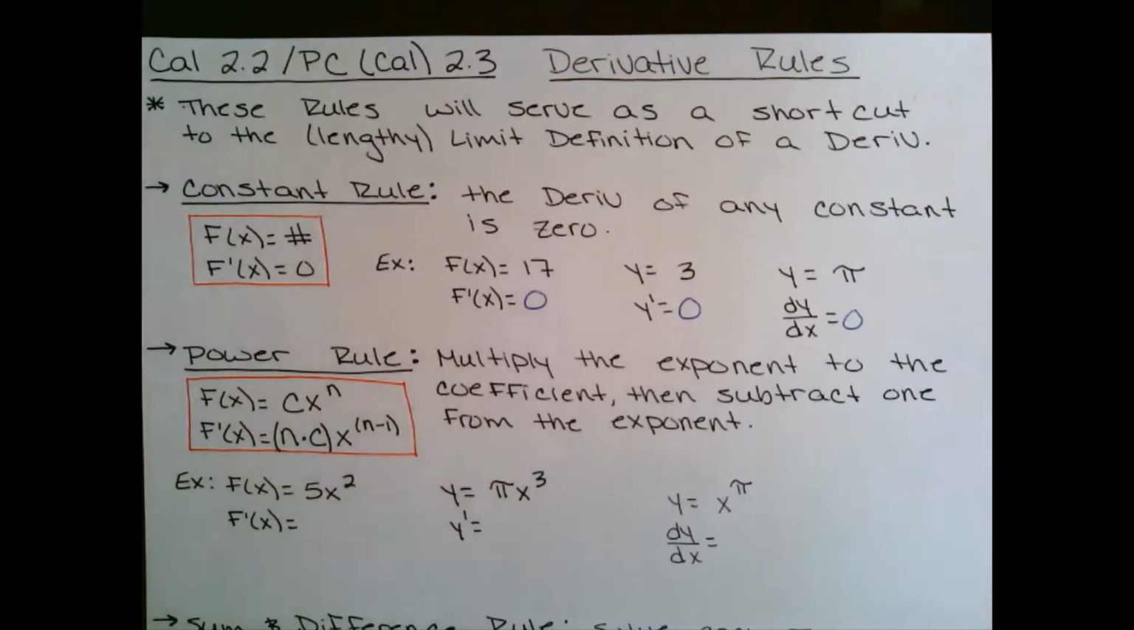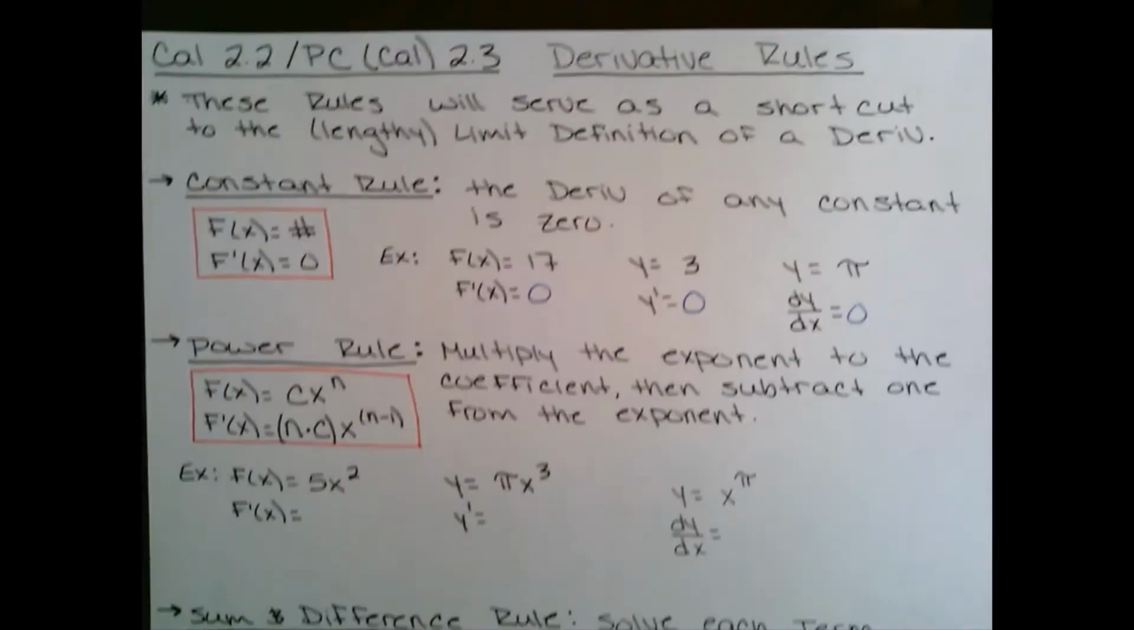Next one is power rule. Power rule is whenever I have a term that has a variable in it. So, for example, let's say I have a number times a variable raised to some exponent. The power rule states that you're first going to multiply that exponent to the coefficient. So you're first going to grab that n and multiply it to the front with the coefficient. Then you're going to subtract 1 from that exponent, okay?